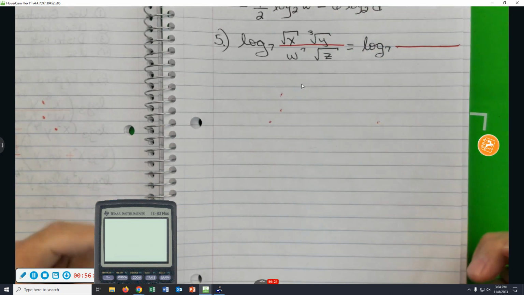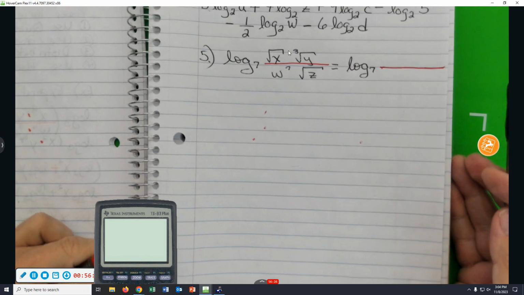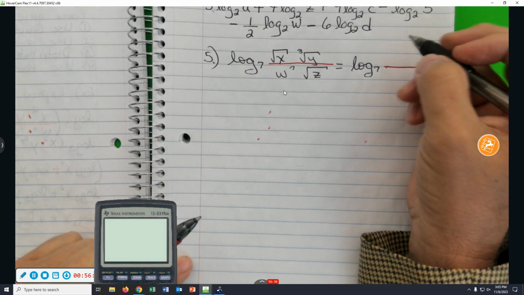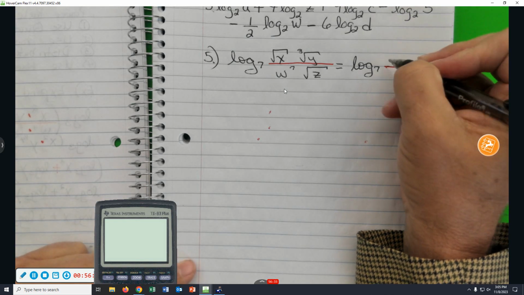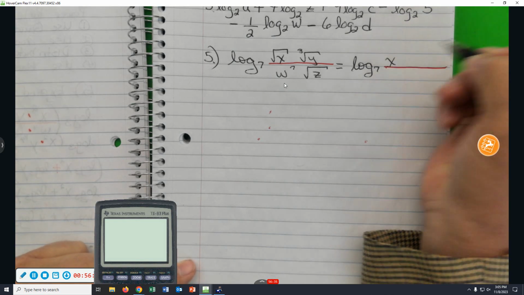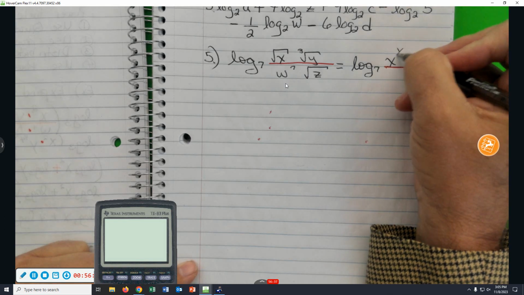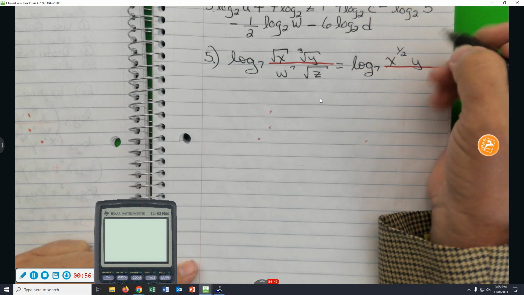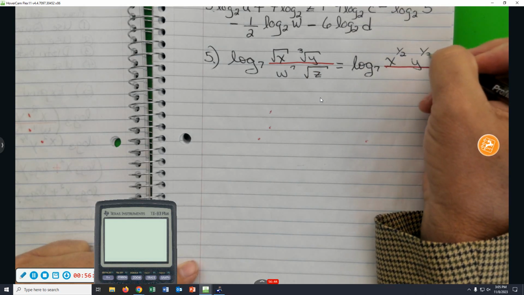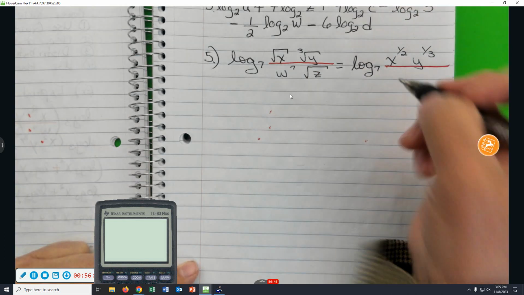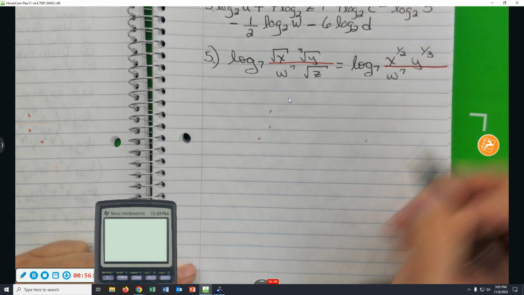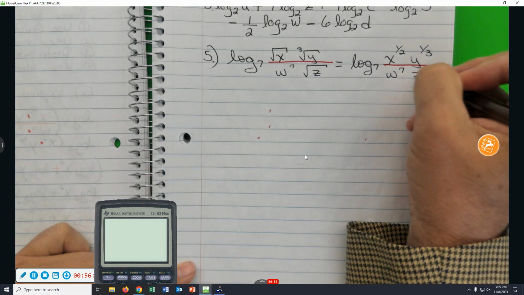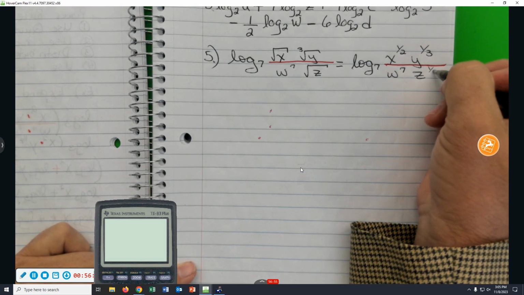Log base 7, I have one extra step versus the one that we just did a moment ago. This is that thing I said you got to add to your bag of tricks. If you have a logarithm with a radical, you have to rewrite the radical using an exponent. The square root of x is the same thing as x to the 1/2. A cube root of y is the same thing as y to the 1/3. And that's w to the 7th. And the square root of z is the same thing as z to the 1/2.